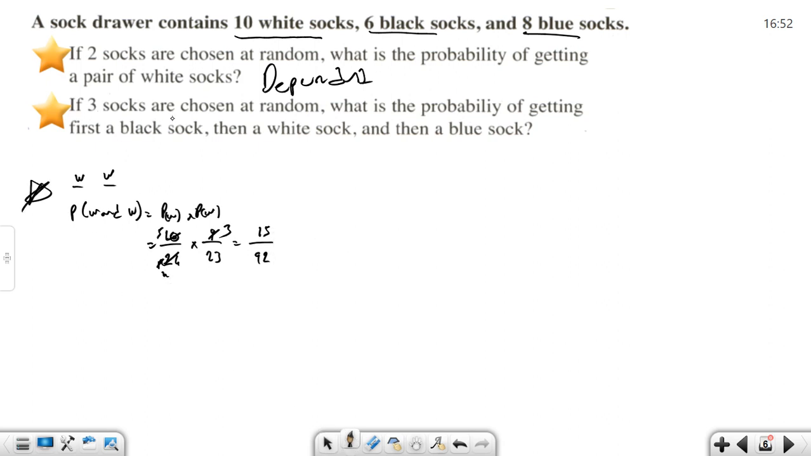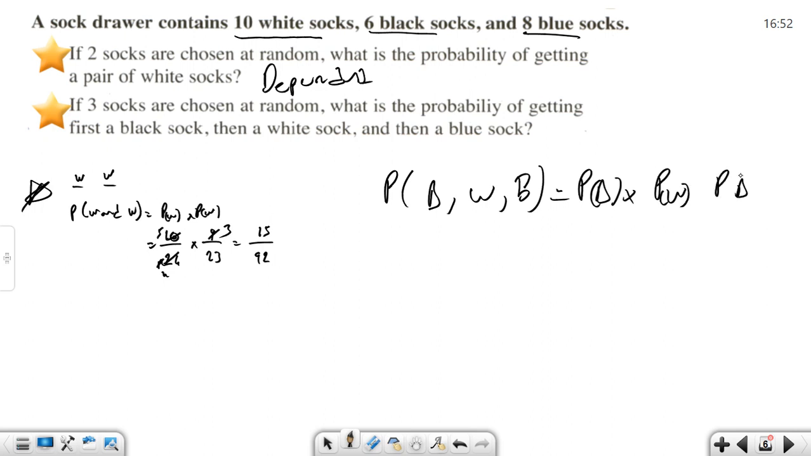The second one: if 3 sacks are chosen at random, what is the probability of getting black, then white, then blue? So that will be the probability of black multiplied by the probability of white multiplied by the probability of blue. Okay, what is the probability of black at the beginning?